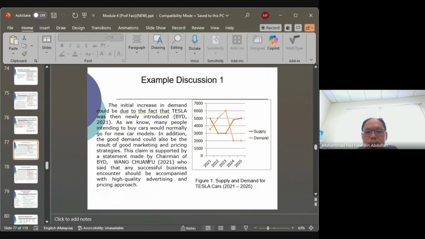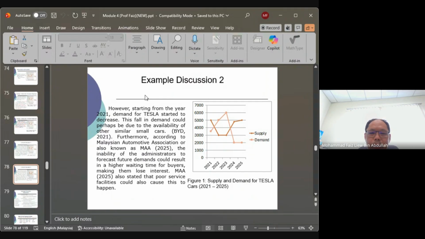And then this is supported. Now you are putting in supporting evidence to support your discussion. So this claim is supported by a statement made by the chairman of BYD and all those things, and then the car should be accompanied with high quality. So this is how you write discussion, by including more supportive statements. Either this supportive statement you already explained in the literature review, or somewhere in chapter 3, or literally between chapter 1 and chapters 2, 3, that can support your discussion in chapter 4, okay?